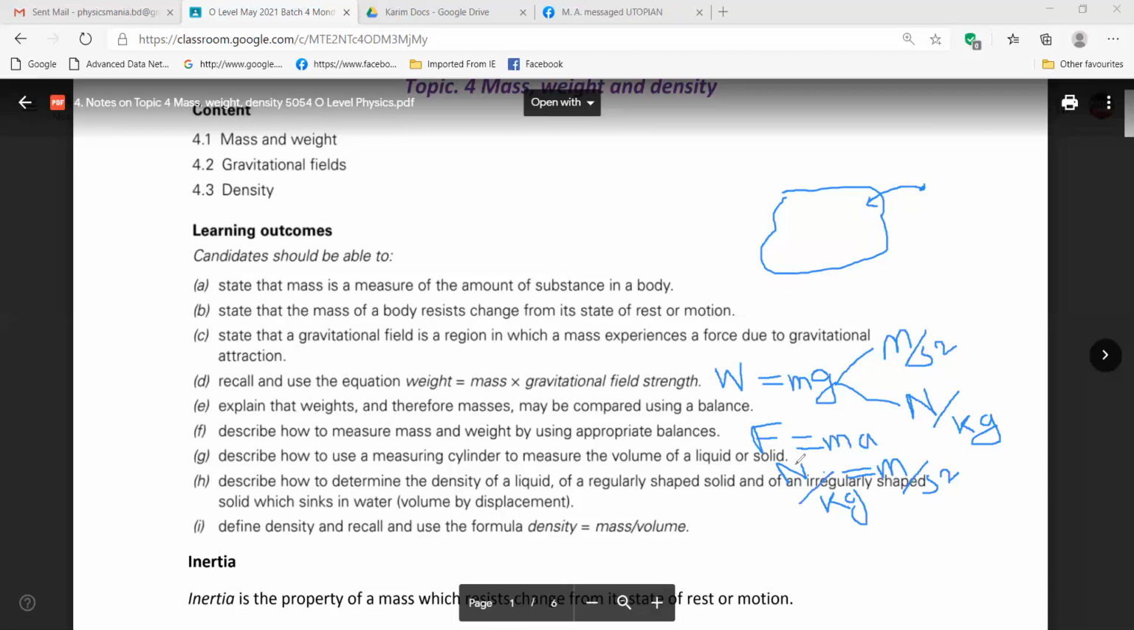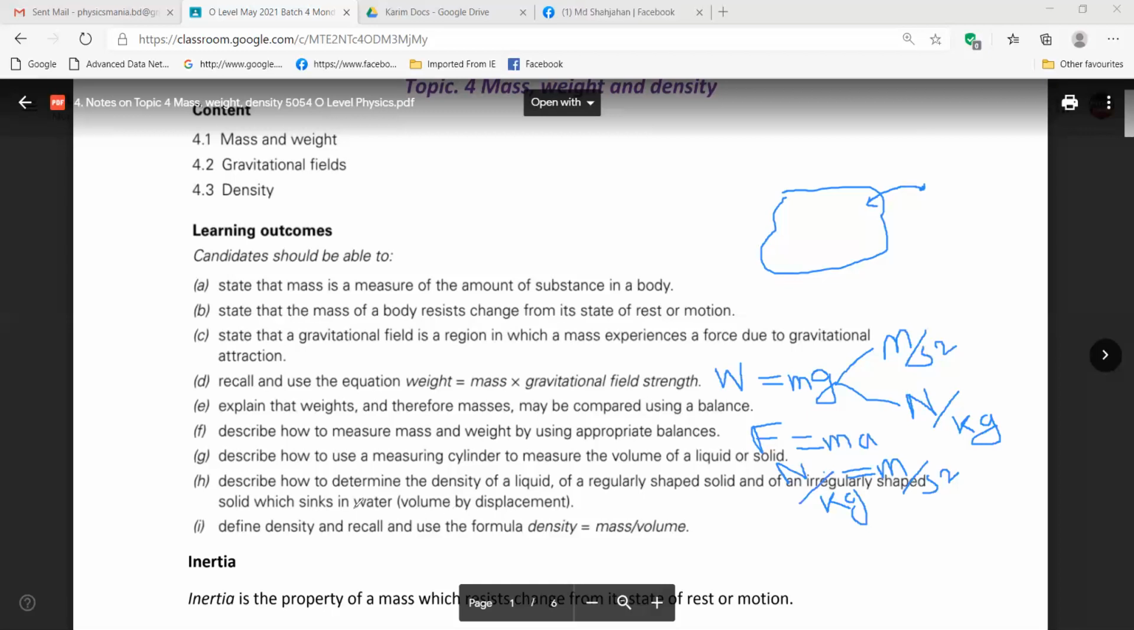A measuring cylinder is used to measure the volume of liquid, right? And we can measure the volume of a solid by the water displacement method, putting the solid inside the measuring cylinder. First we will measure the volume of the liquid in the measuring cylinder, and then we will put the solid object in. Then we will get our final reading from the measuring cylinder. Then we will do initial minus final. Sorry, final minus initial. Yes, exactly.